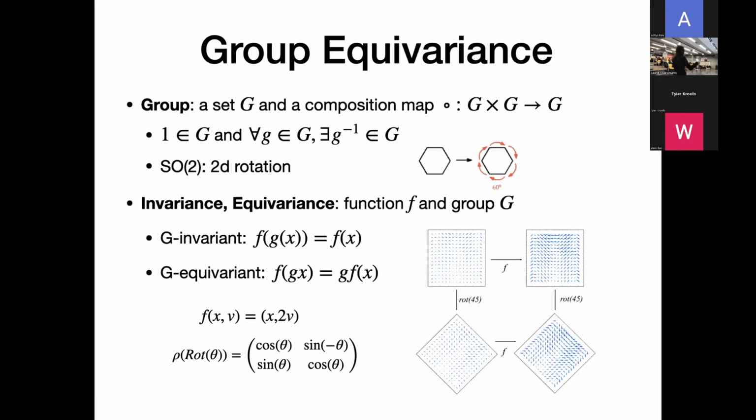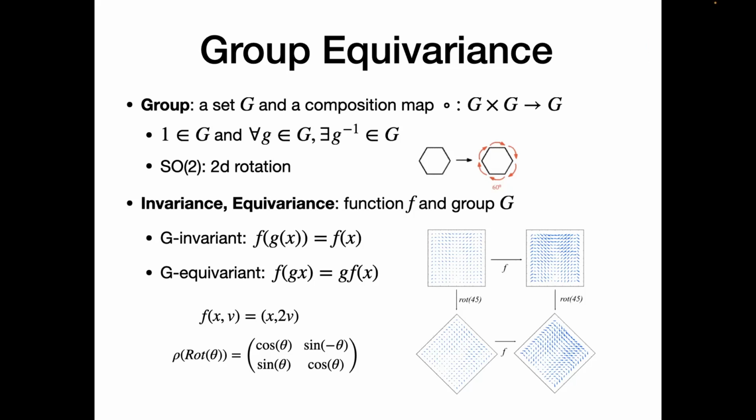And then I rotated the velocity field by 45 degrees. It did the same thing as if I first rotate the velocity field by 45 degrees and then scale it by 2. So going through the top right route leads to the same result as going through the bottom left route. So if a function satisfies this kind of condition, we say the function is equivariant with respect to this particular loop. Any questions?